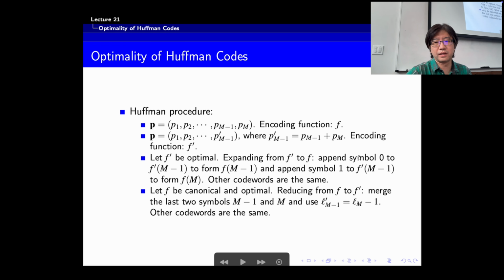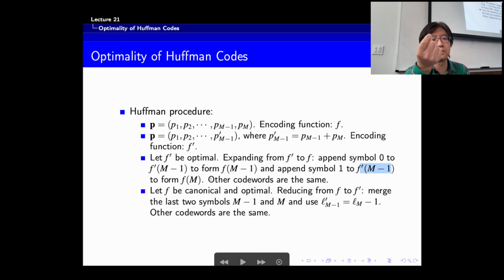We basically just append 0 to this one to form this, and append 1 to this one to form f m, and we keep all other code words the same. Then we can show that if f prime is optimal, then f is optimal. This is very important, and we're going to use that to show why Huffman code is optimal.